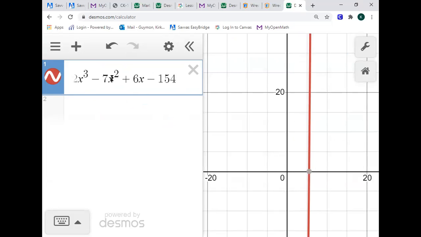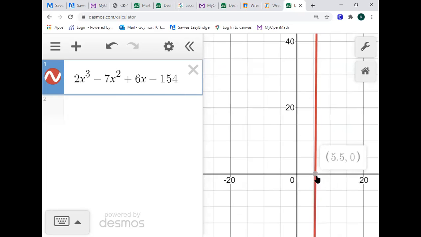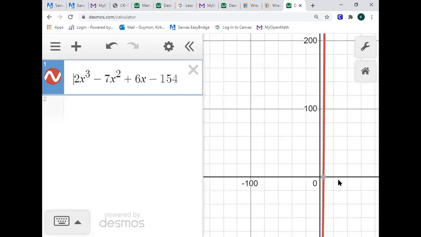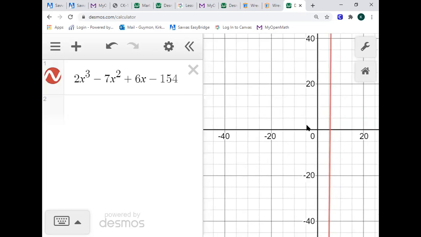2x cubed minus 7x squared plus 6x minus 154. Okay, so I think that's the equation that I did have. So looking over here, 5.5 is one of my zeros. We'll have to see what to do with that. And is there another one here somewhere that I just can't see, or is that the only one? So it looks like that's the only one.